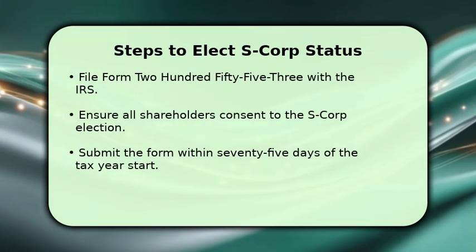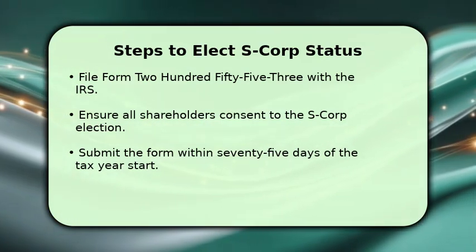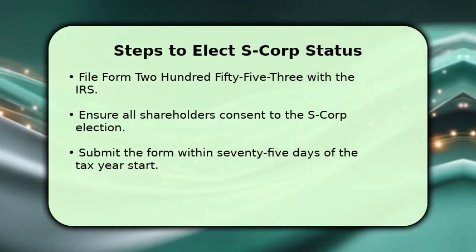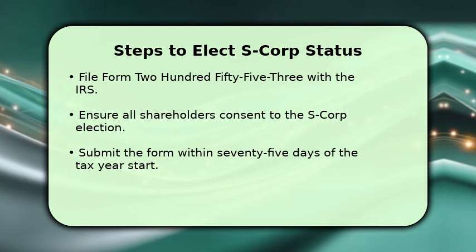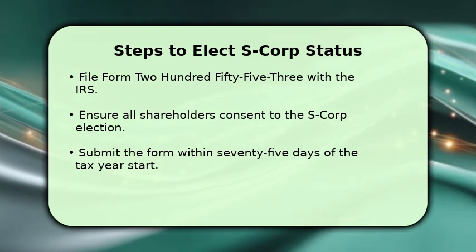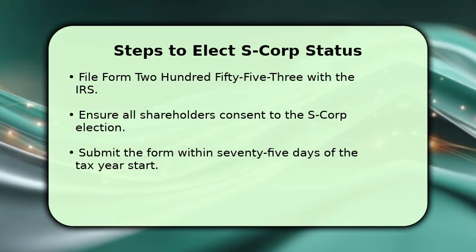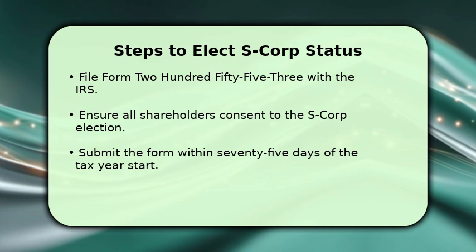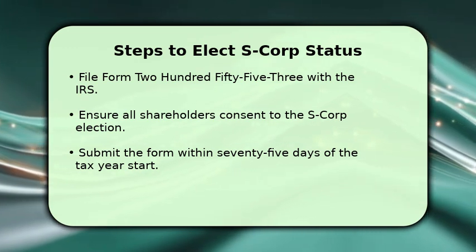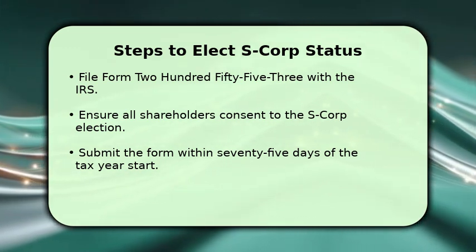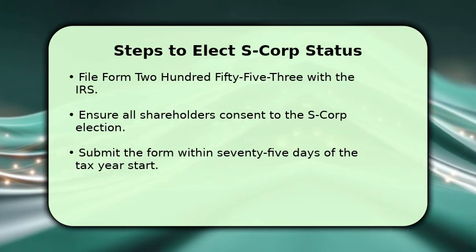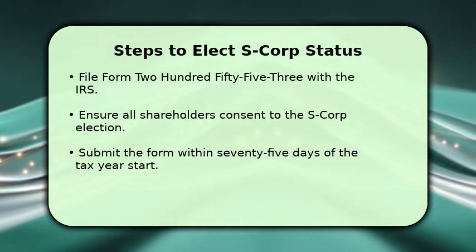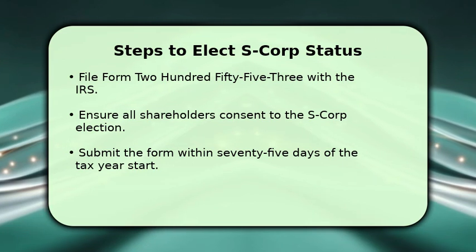Once eligible, the formal election process involves filing Internal Revenue Service Form 2553. All shareholders must provide their consent to this election, which is a vital part of the submission. It's important to submit this form within 75 days of the start of the tax year for which the election is to take effect. Consulting a qualified tax professional is highly recommended to ensure accurate and timely filing.